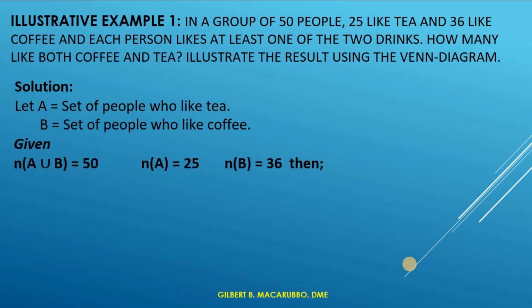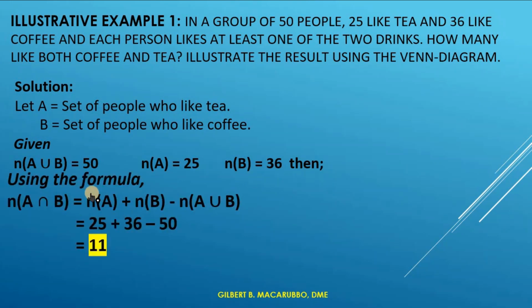Okay, so given, this is now the union of set A and set B, and that is 50. So this is now set A, we have 25. B, or the number of B, we have 36. Then using the formula, we substitute it and we got 11.